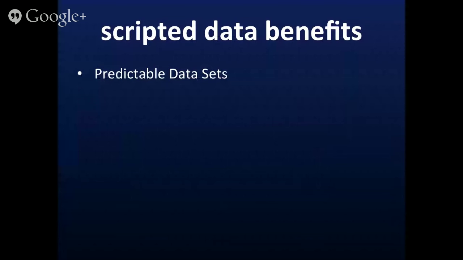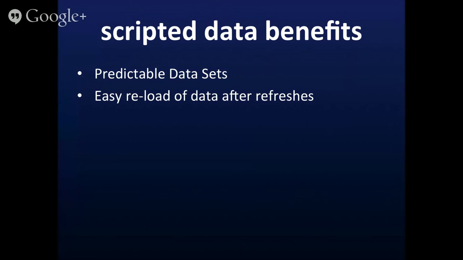So we talk about scripted data, and some of the benefits we get from doing scripted data are we have predictable data sets. So we can set up CSV files that we know what data is in there, and we can set them up for QA, for development, different flavors of development. Depending on what you're doing, we can define those CSV files to have as much or as little data as we need to do our job.